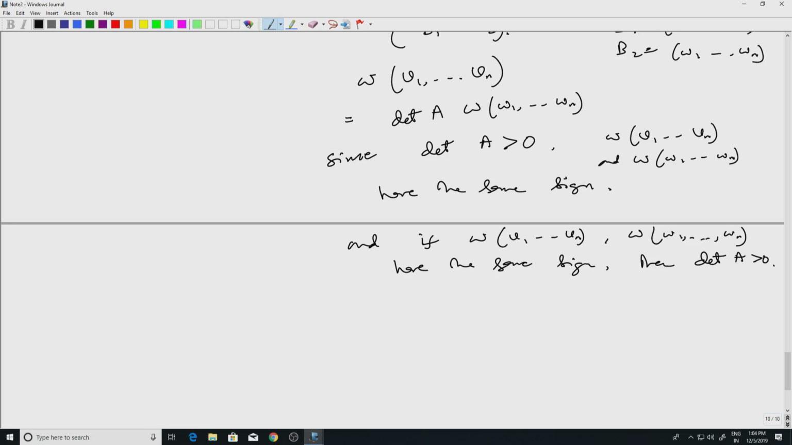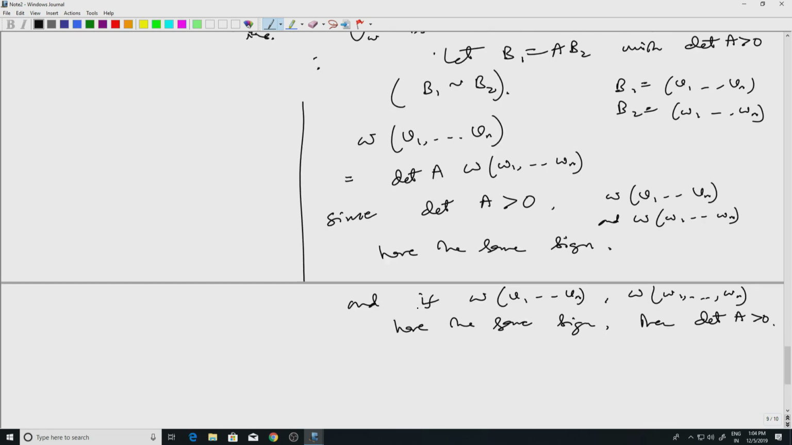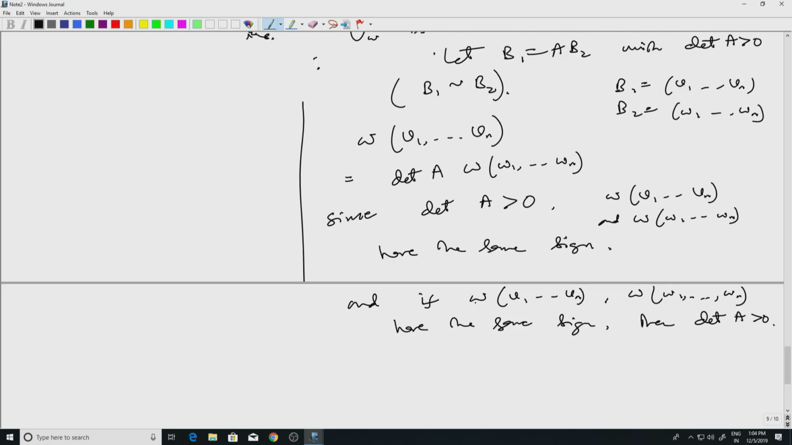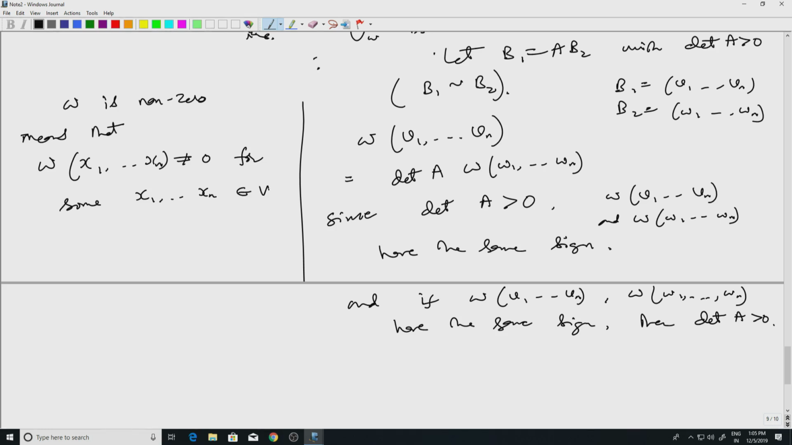Also, I should have remarked: where have we used the hypothesis that omega is non-zero? Of course, here we are talking about sign, which doesn't make sense if it is 0. The hypothesis that omega is non-zero means that it's not the 0 form, so omega of x1, ..., xn is not equal to 0 for some choice of vectors x1, ..., xn in V.